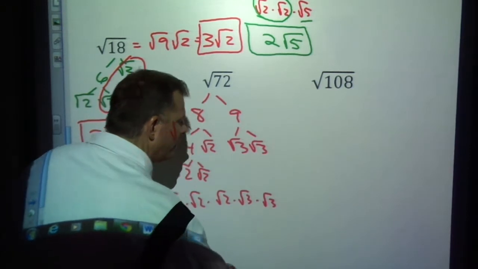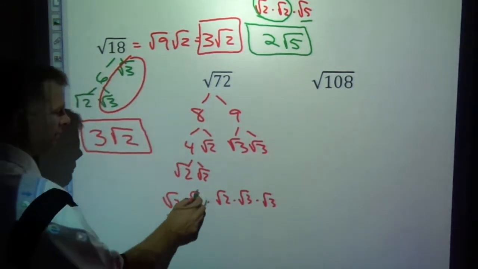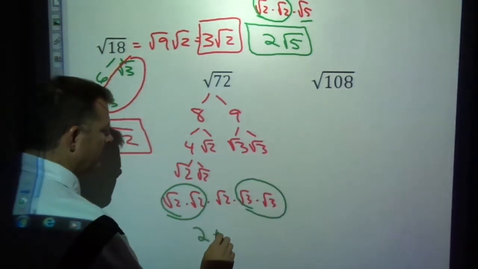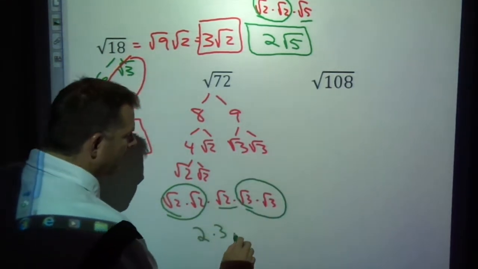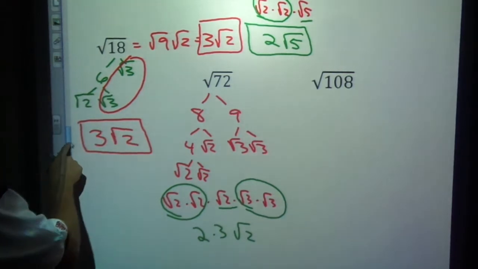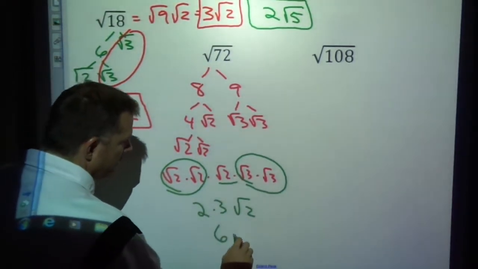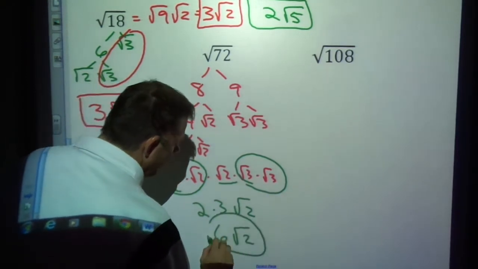Are there any pairs of squares? 2's are pairs, that makes a plain 2. 3's are pairs, that makes a plain 3. One guy left over here, so I just put my plains together and put my radicals together. I only have 2 plains here, so it's 6 radical 2.